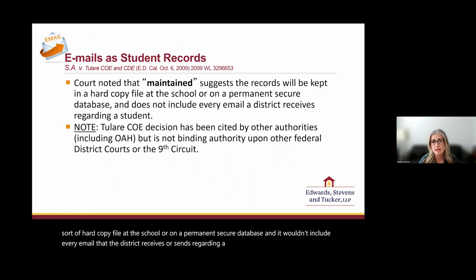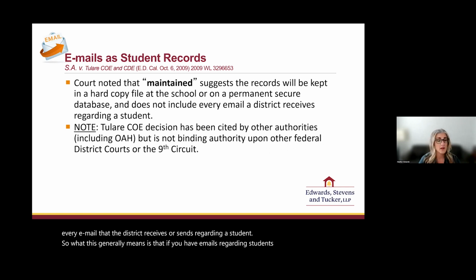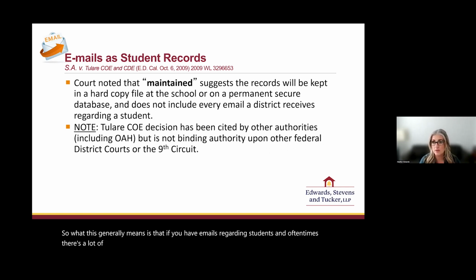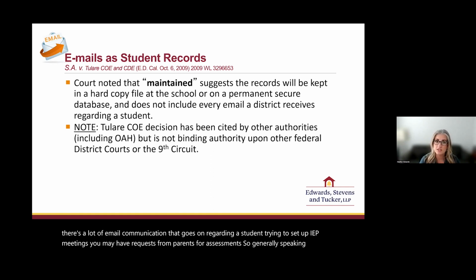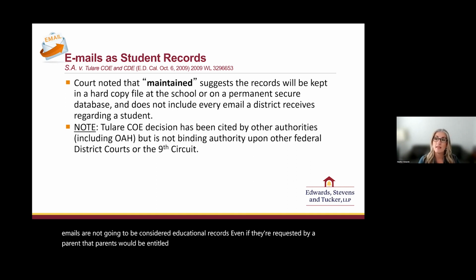So what this generally means is that if you have emails regarding students, and oftentimes there's a lot of email communication that goes on regarding a student, trying to set up IEP meetings, you may have requests from parents for assessments. So generally speaking, those emails are not going to be considered educational records, even if they're requested by a parent, that parents would be entitled to, unless they're printed out and they're maintained in some sort of file or some sort of secure database.